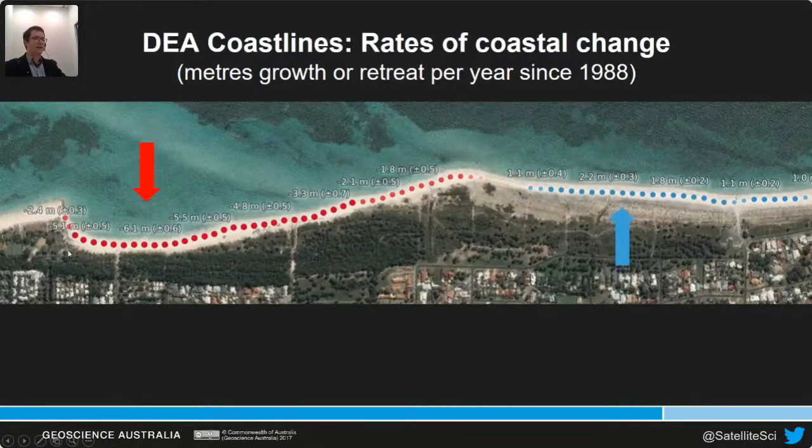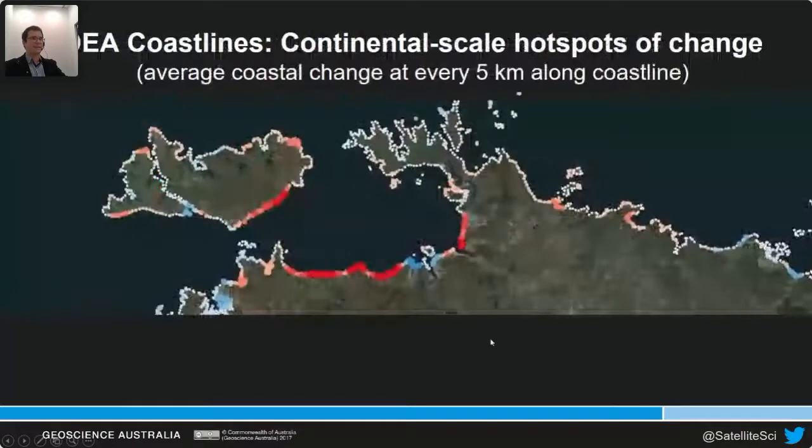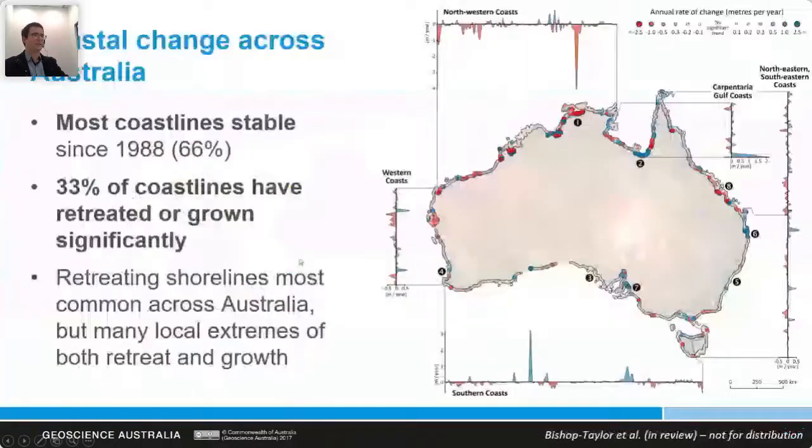Zooming further out, we can take these points and summarize them at a bigger scale. Here is part of our continental summary, our hotspots of change layer. You can see up in Van Diemen's Gulf in the territory, you've got these really red areas which represent coastlines which are eroding rapidly, and a whole bunch of blue areas which represent coastlines that are growing. This layer gives you a really nice idea of how the eroding areas relate to the growing areas, and a much more comprehensive view of how coastlines are changing in Australia. This has been done for the entire Australian coastline.